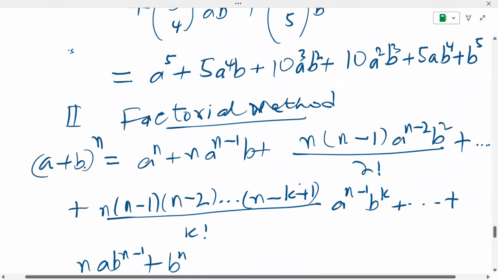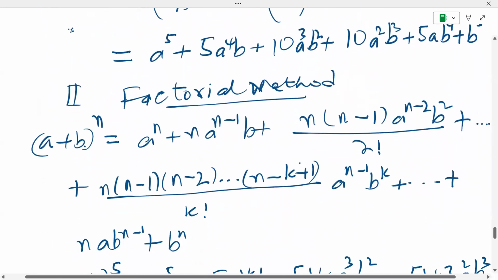Let's use the factorial method. And so that one, when we expand, (a plus b) raised to the power n will give us the whole of this. Look at it carefully.